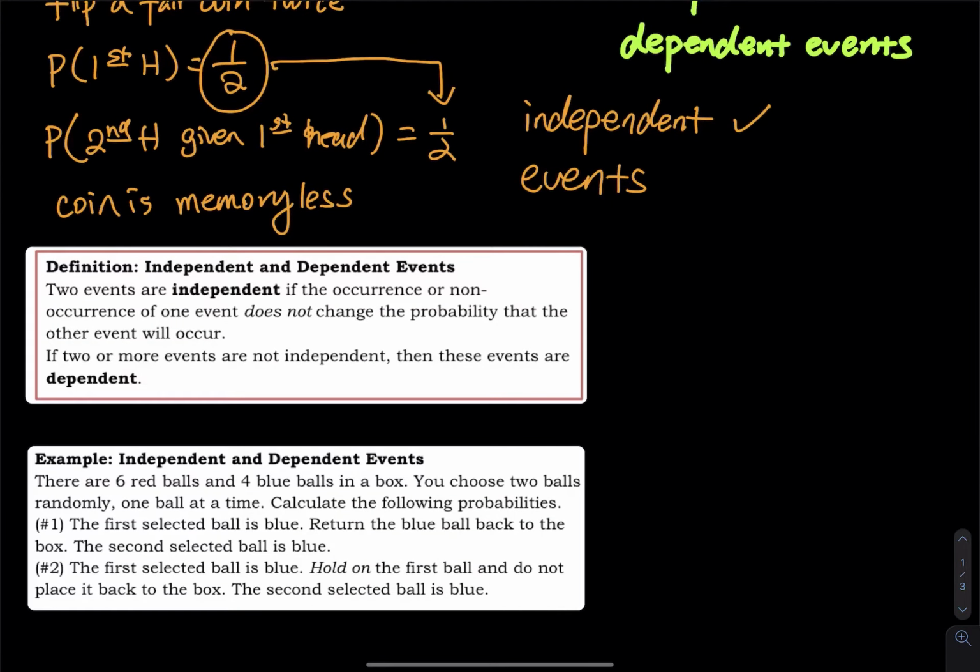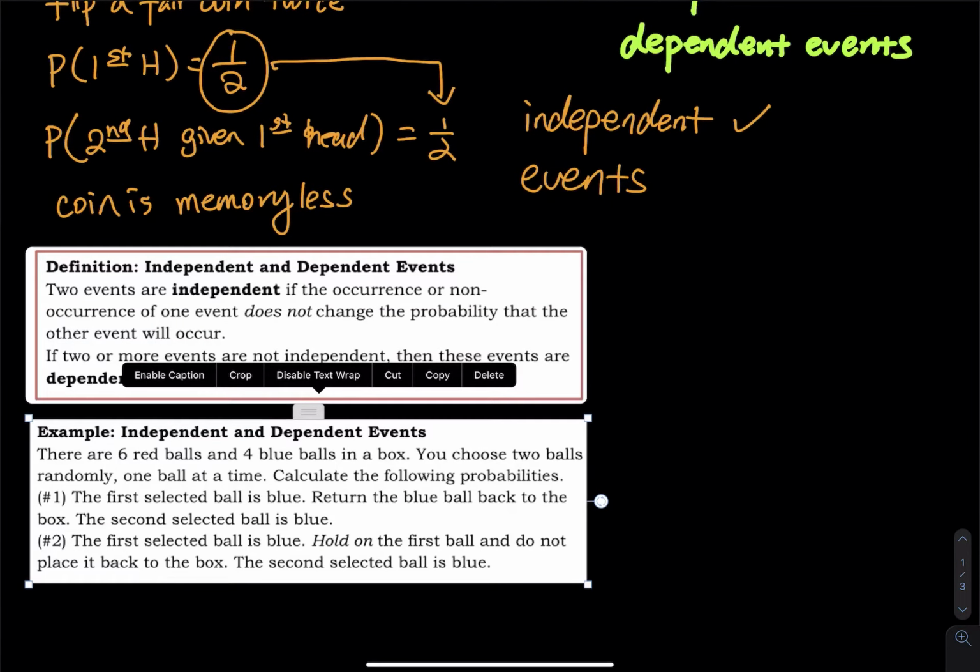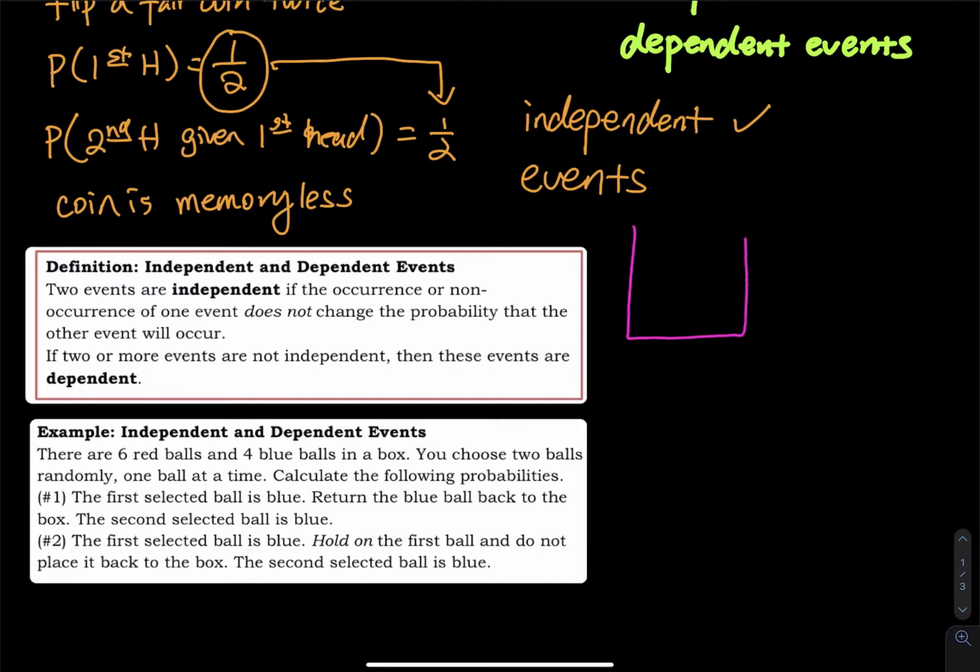So I have an example right here. There are 6 red balls and 4 blue balls in a box. You choose 2 balls randomly, one at a time. Calculate the following probabilities. Let's draw a picture. This is my box. I have 6 red and 4 blue. The total is 10, right? So I select 2 balls, one at a time. Number 1: the first ball is blue. So the probability of the first blue, let's say 1B. The total frequency is 10. There are 4 blue balls, right?